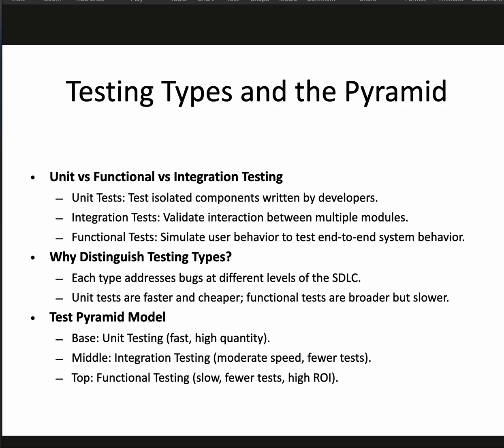This brings us to the test pyramid model. At the base, we have unit testing. These are fast and run in large numbers. The middle layer is integration testing, which is slower but done less frequently. At the top, we have functional testing. They're slowest and cost the most, but offer high ROI when it comes to catching critical bugs.